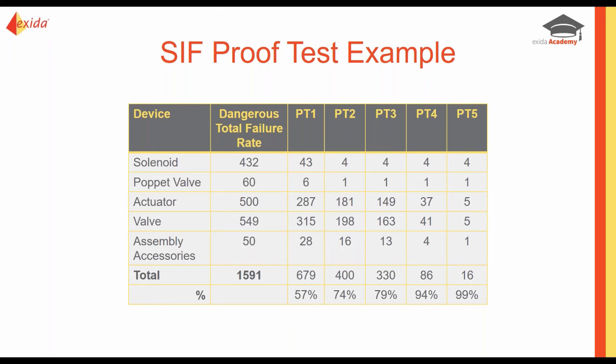There are only 4 dangerous undetected failures that are left over with your solenoid, only 1 with your poppet valve, 5 for your actuator, 5 for your valve, and only 1 for your assembly accessories. So out of all of those dangerous undetected failures, there are only 16 left over in your SIF. You have found 99% of your dangerous undetected failures.